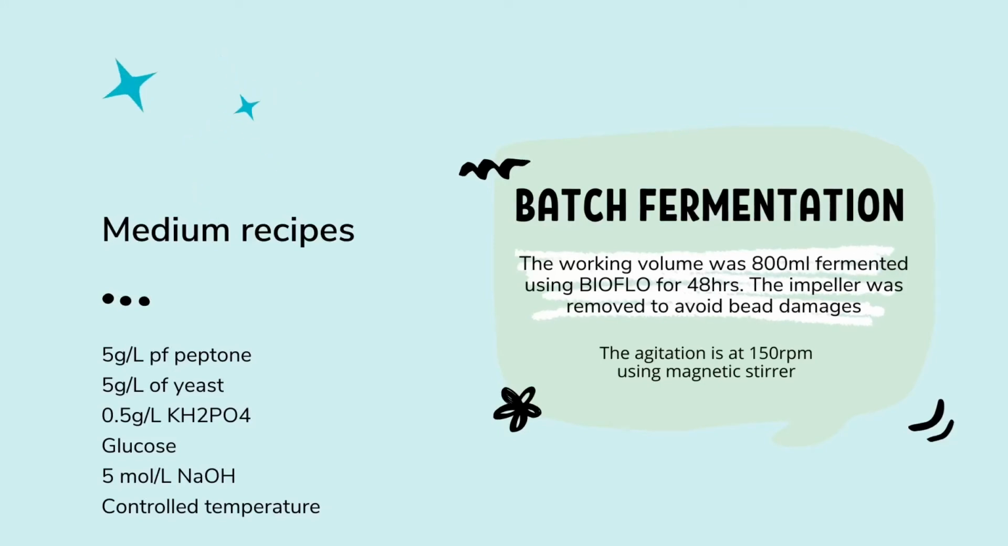In batch fermentation, the working volume was 800 ml and fermented in a 1 liter New Brunswick BioFlo bioreactor for 84 hours. The impeller was removed to avoid any bead damage. The agitation was done at 150 rpm by using a magnetic stirrer. The recipe for this medium is shown in the video, which includes 5 g per liter of peptone, 5 g per liter of yeast, 0.5 g per liter of potassium dihydrogen phosphate, and 5 mol per liter of sodium hydroxide. The temperature was controlled during this fermentation.